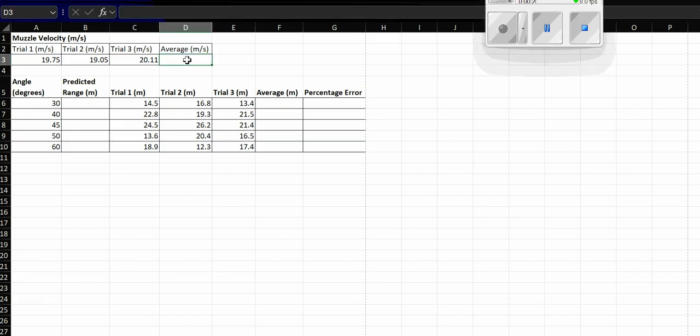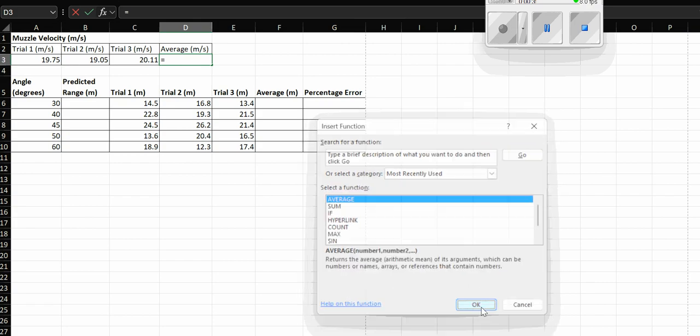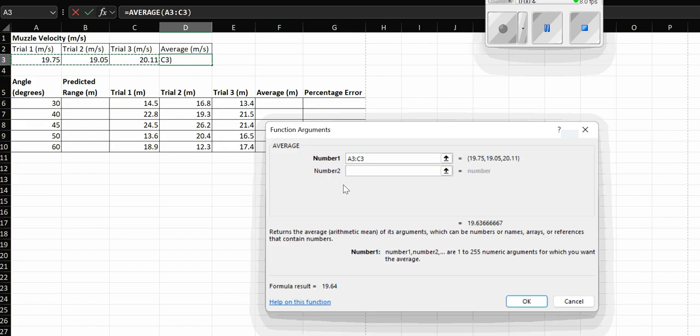First thing, let's do our muzzle velocity. I could do the average on my calculator. Much more effective though is to actually use the function in here. So I'm going to click that f of x. I'm going to say average is good. That's what I want to do. So I'll go OK for the average, and then I'm going to grab these 3 different trials for the muzzle velocity, and I'll say OK, and it's going to do that for me and put in my average.